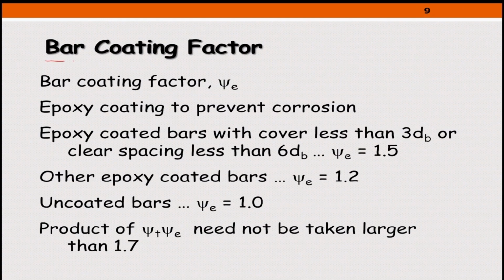Another factor is the bar coating factor, psi e, for epoxy. We sometimes need to coat the bars with epoxy to prevent corrosion. Epoxy is an elastic type material when it hardens and it is smooth, making the surface of the bar smoother, and therefore it would negatively affect the bond, and therefore we need to increase the development length if we use epoxy coating.